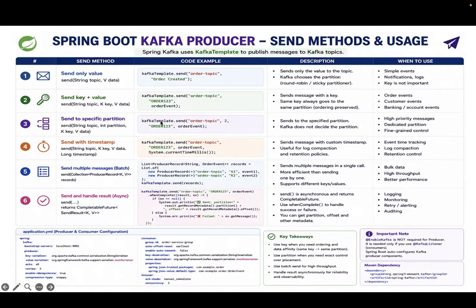So the producer itself says send only to this specific partition. Kafka does not decide the partition. It sends specific high priority messages to a dedicated partition. It is also good. So we want to be very clear in the design phase itself what partition needs to be sent for which topic. This is with the timestamp for event tracking.